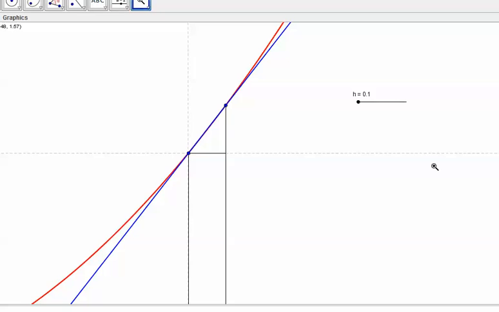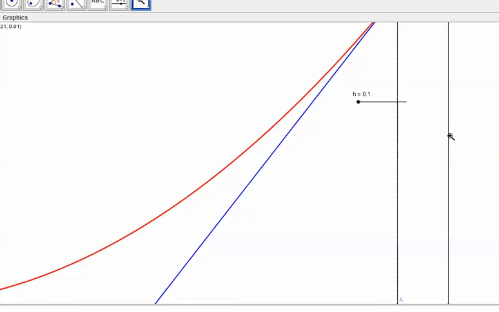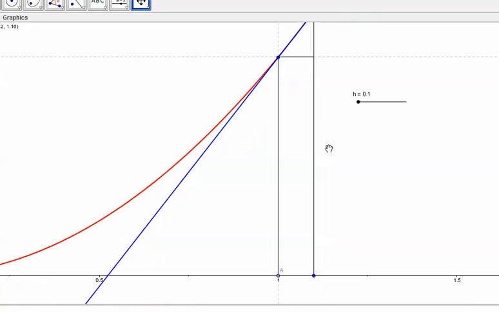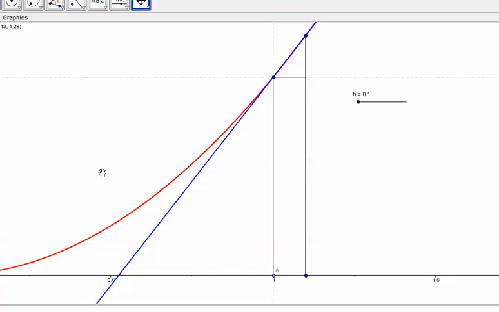Unfortunately, my slider, I don't want to adjust it to anything smaller than this. But we're going to do it algebraically. Okay, so we'll do it numerically first. This is a graph of f of x equals x squared. Now let's set h to be 0.001.